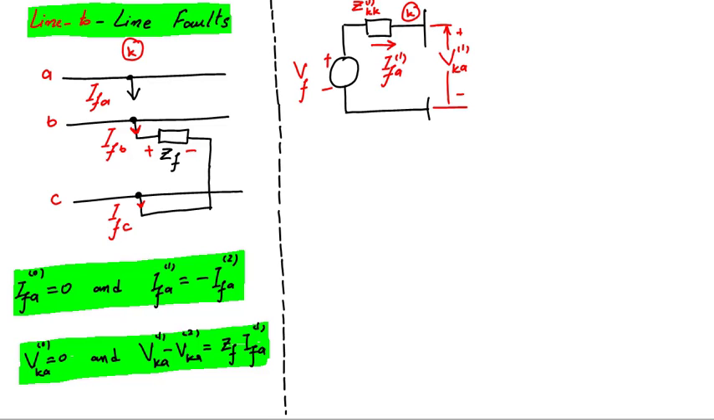This is the Thevenin equivalent circuit of the positive sequence network between bus K and reference, where we can see this is the pre-fault voltage at bus K. Here we have the positive sequence Thevenin impedance of bus K with respect to reference. This is the current which is coming out of the faulty bus K in the positive sequence network, and here we have the voltage at bus K in the positive sequence network.